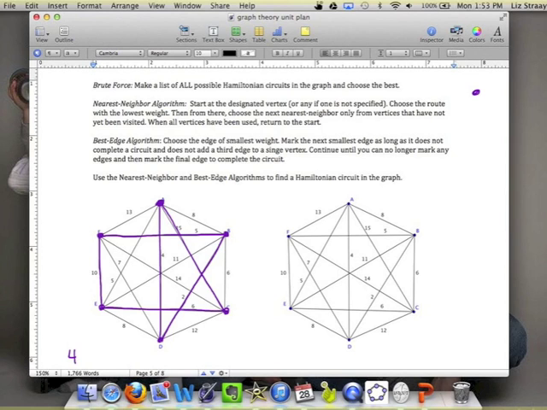So first one was 4, and then we did 2, 5, 10, 6, and 15. We would add that all up. That's it. And find that this trip cost 42.